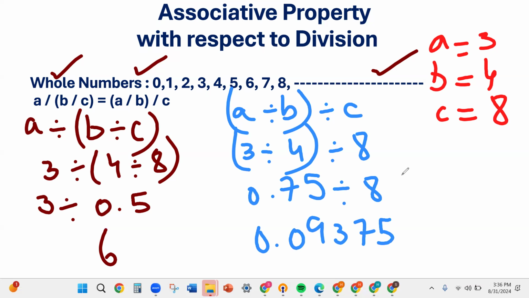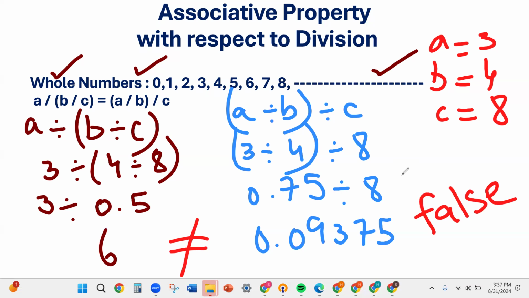You can check once again. 0.75 divided by 8 is 0.09375, which is not equal to 6. So this property is false. This property is not true. Associative property with respect to division is false in the set of whole numbers.